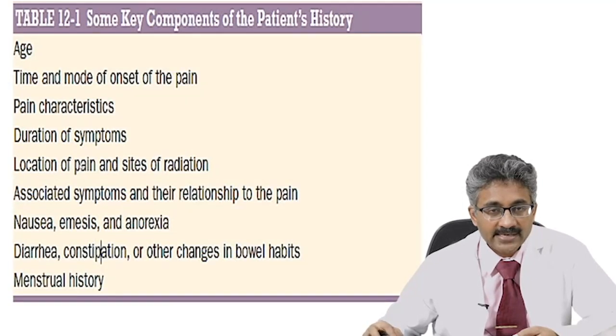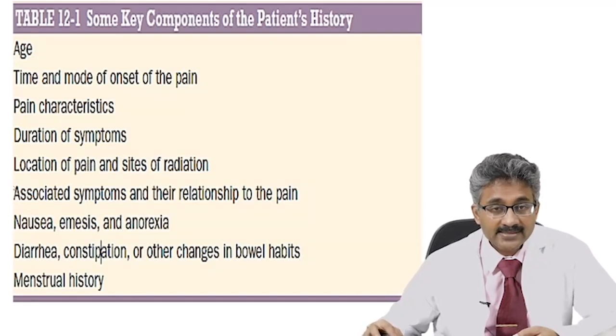For example, in cholecystitis, the pain will be right hypochondriac radiating to the shoulder and scapula. Pancreatic pain will radiate to the back. Aortic aneurysm rupture will radiate to the sacral region. Then associated symptoms like nausea, emesis, anorexia, diarrhea, constipation, you have to ask.